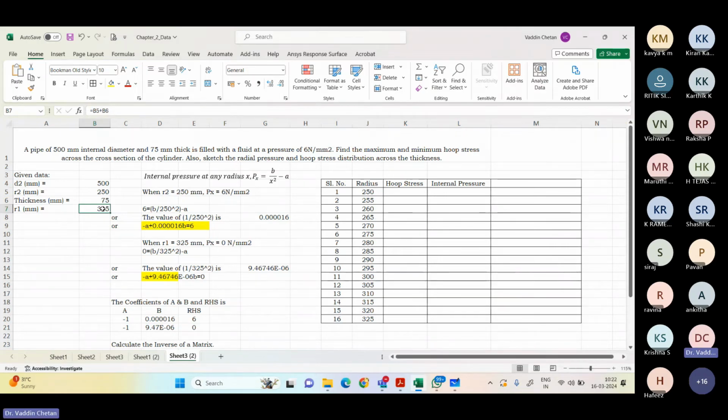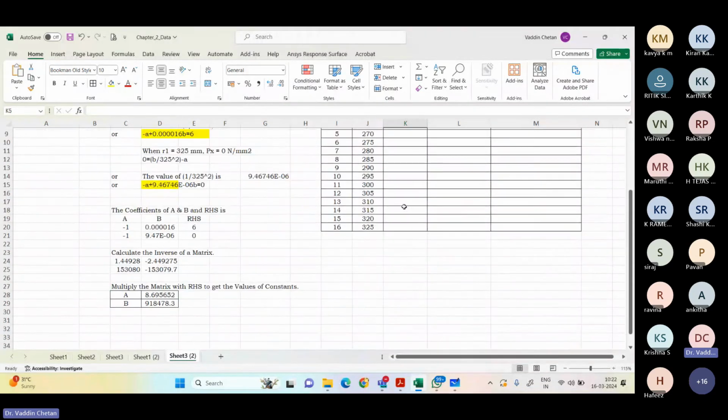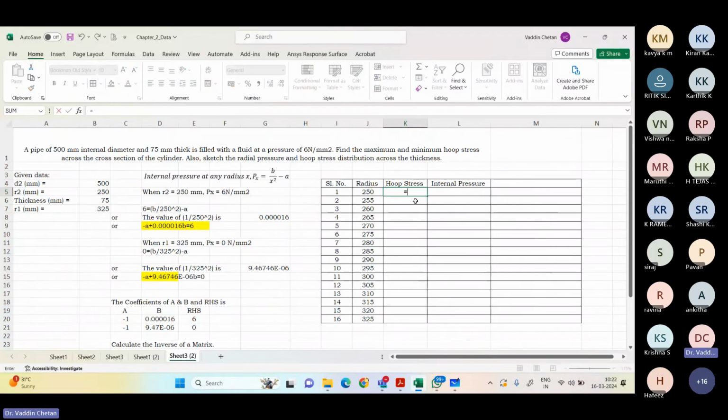Within that range, you can calculate it, right? So now I will go here to calculating the hoop stress and the internal pressure. Hoop stress formula, we know that it is B by x square plus A. Here also you should make sure that you make the values of A and B as an absolute. So I have gone with the radius 250 to 325 for every increment of 5.